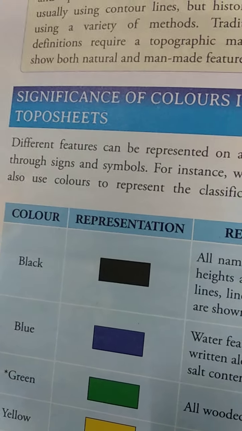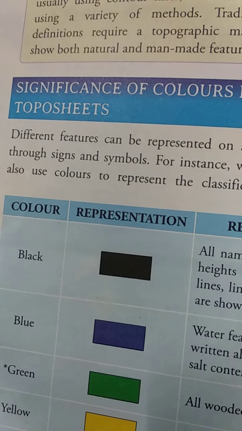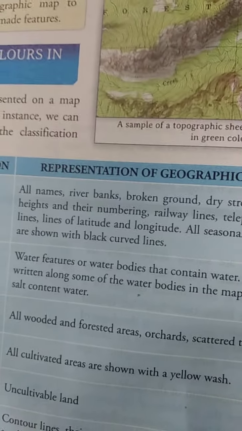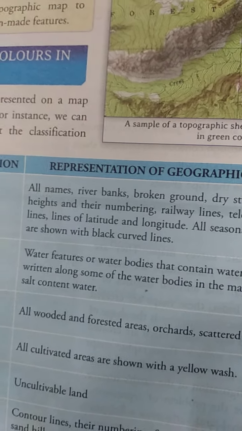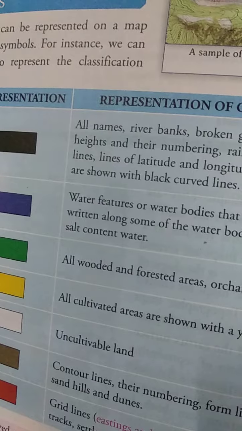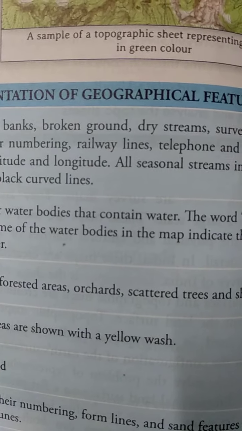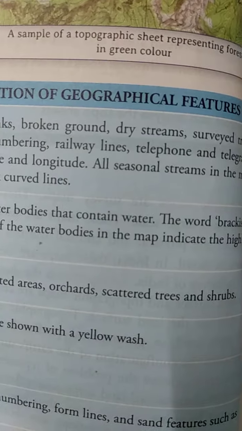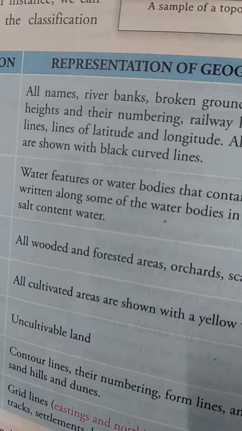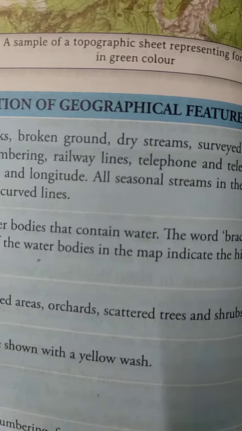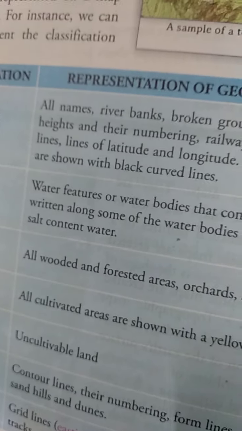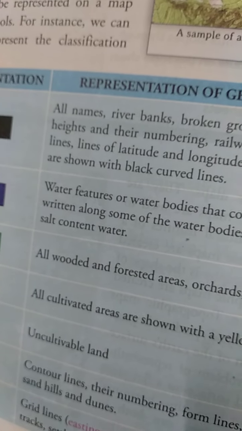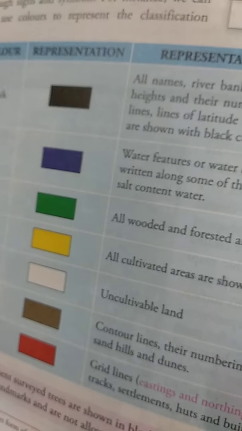Also, colors are used for different representation. Black is used to name the river banks, broken grounds, railway lines, telephones, telegraphs, etc. With blue, water bodies, water features are shown. The word Bakrish written along some of the water bodies in the map indicates high salt content water. That means those waters are salt water.